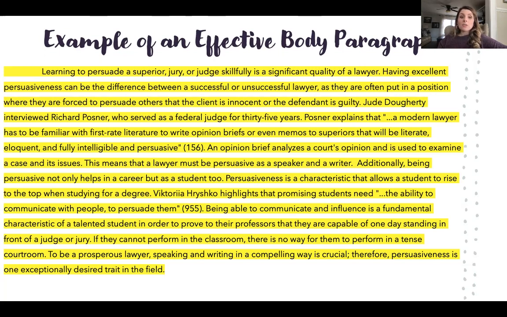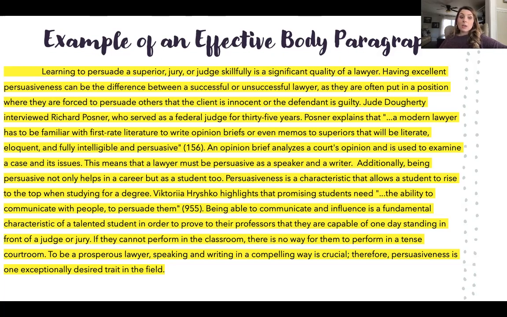Jude Daughtry interviewed Richard Posner, who served as a federal judge for 35 years. Posner explains that a modern lawyer has to be familiar with first-rate literature to write opinion briefs or even memos to superiors that will be literate, eloquent, and fully intelligible and persuasive. An opinion brief analyzes a court's opinion and is used to examine a case and its issues. This means that a lawyer must be persuasive as a speaker and a writer.